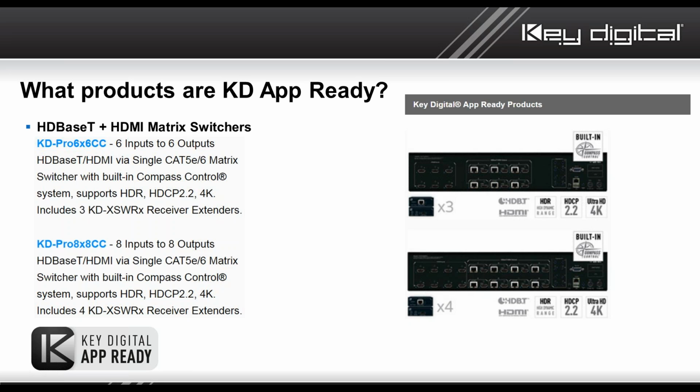Now, these products include half of the available HDBaseT receive units. So the 6x6 includes 3 and the 8x8 includes 4 of our KD XSW RX receive extenders. They are HDBaseT at 70 meters, and this is a fully HDCP 2.2 compliant matrixing system. And what's unique about this, as you see above each chassis, we have the logo for the built-in Compass Control support of the KD Pro CC matrix switchers. That's what the CC stands for after all.